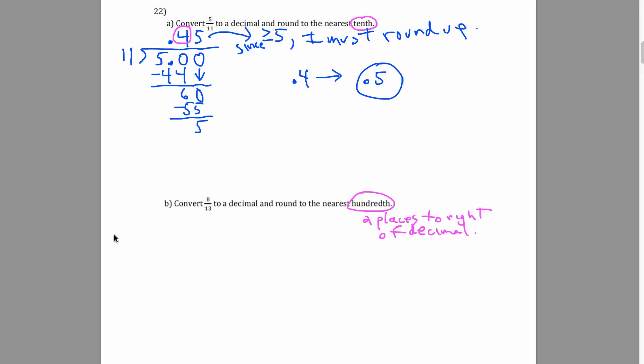So 13 into 8. I need 2 decimal places for hundredths, and then 1 more place to determine whether I need to round the result up. 13 into 80.